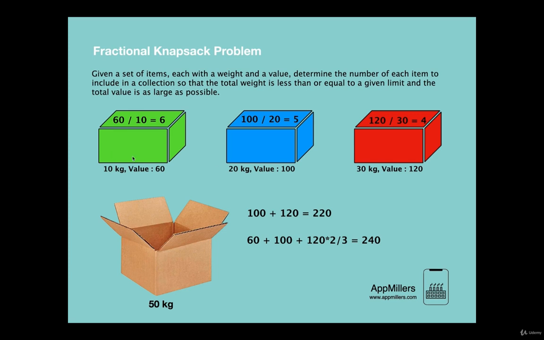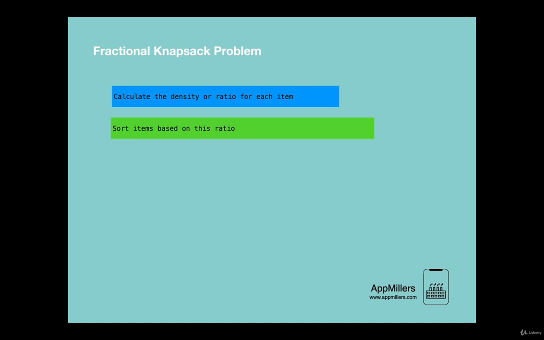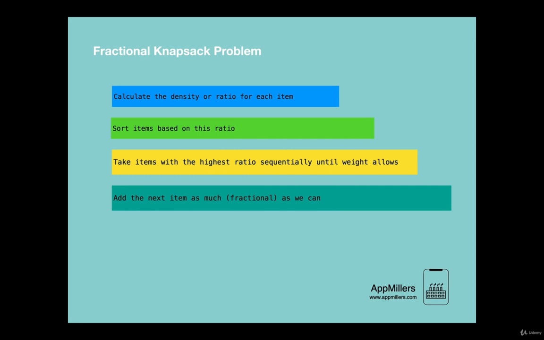Now based on this explanation, let's see what the algorithm of the fractional knapsack problem looks like. The first thing that we are going to do is calculate the density or the ratio of each item. This is calculated by dividing value by kilograms. Then after calculating density, we are sorting these items based on this density. After sorting, we are taking the items with the highest ratio sequentially until the weight allows. Then we are adding the next item as much as we can. So this is how our algorithm looks.